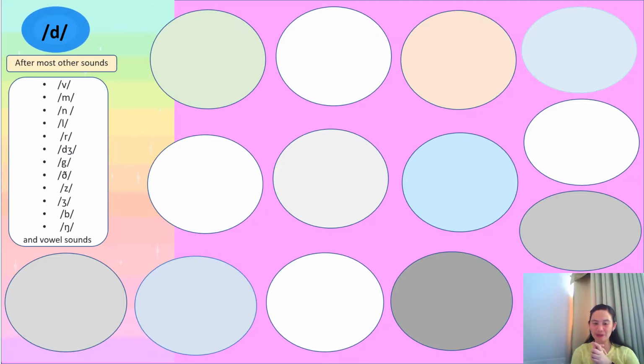Finally, we are now at the last sound of ed, and that is the sound of d. Now, when does ed sound like d at the end of the verb in simple form? If the verb ends after most other sounds, like the sound of v, m, n, l, r, j, g, z, b, and the vowel sounds.